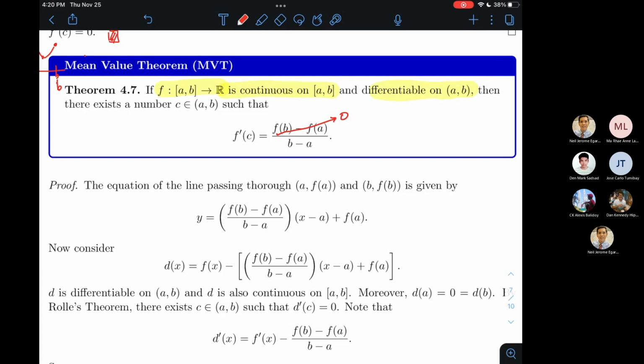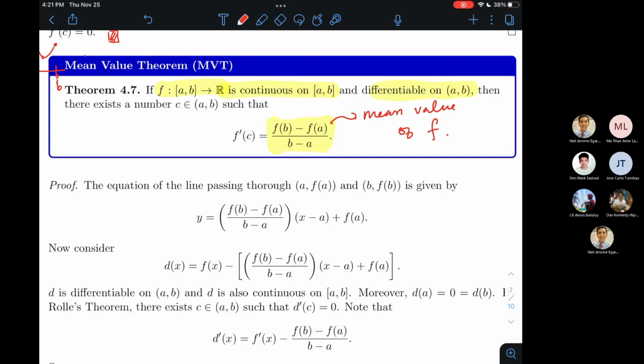Okay? Pero ito mas generic. Wala yung requirement na si f of A ay equal kay f of B. And it says here that if that happens, then we can find a number C on the open interval AB such that f prime of C is equal to this guy. Okay? And this guy is usually called the mean value of f. Okay? Kasi siya yung difference between f of A and f of B divided by the length of the interval. Okay? So yung quotient, yan yung tinatawag natin na mean value. Then how do you think this will look graphically?